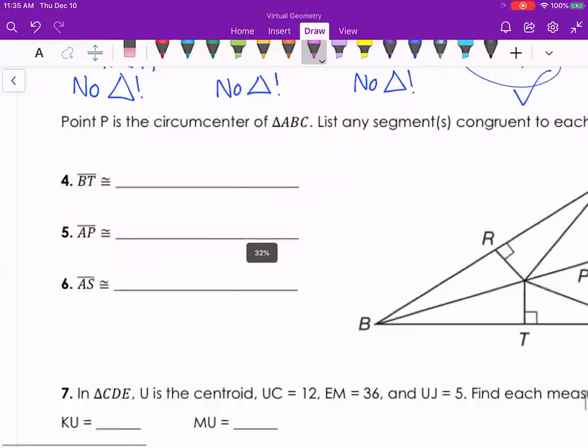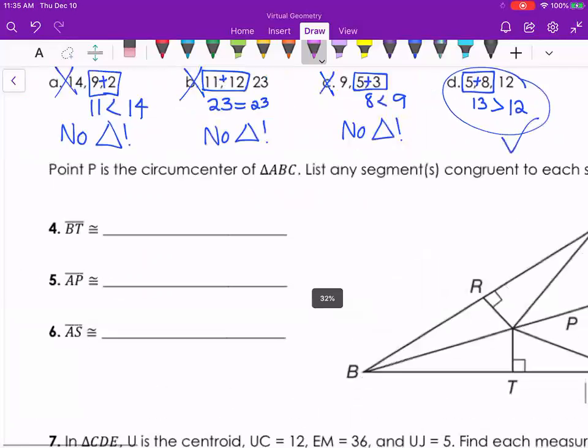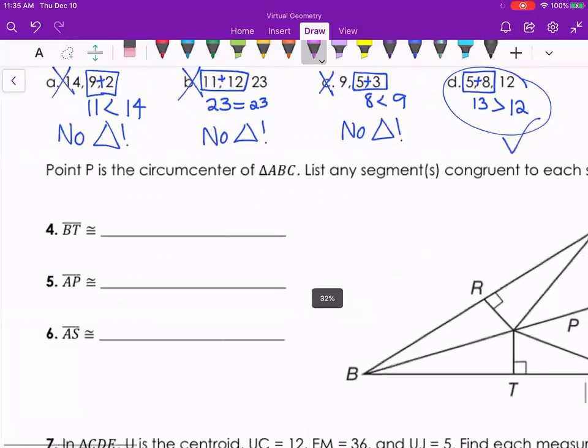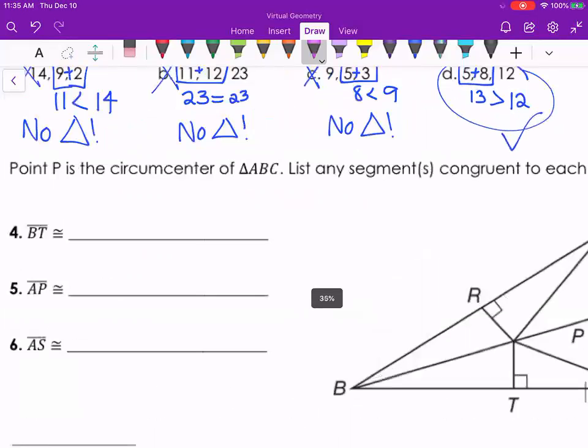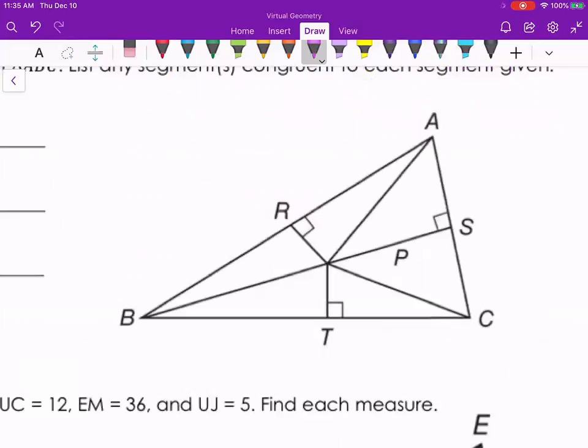Point P is a circumcenter. So again, circumcenter, equidistant to the vertices, and it's creating midpoints. List any segments congruent to each one given. So let's find all our equal pieces first.